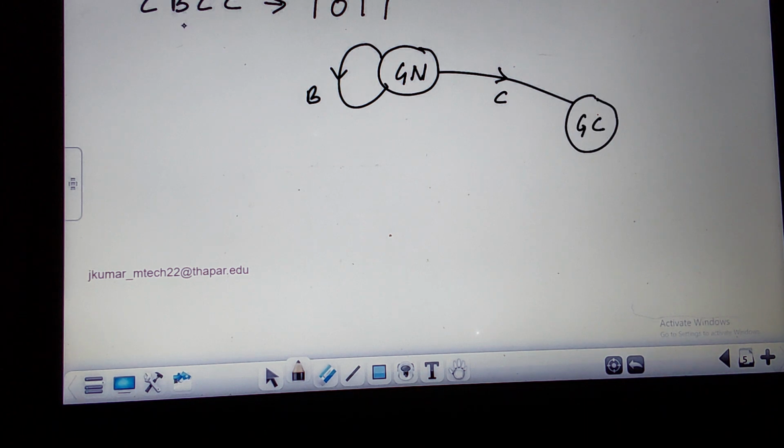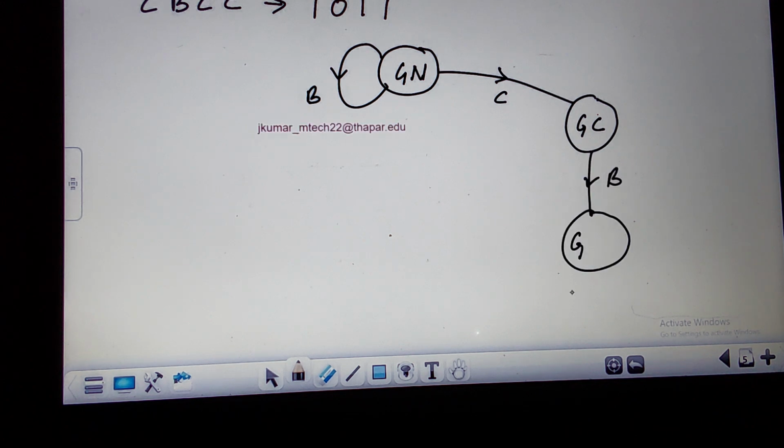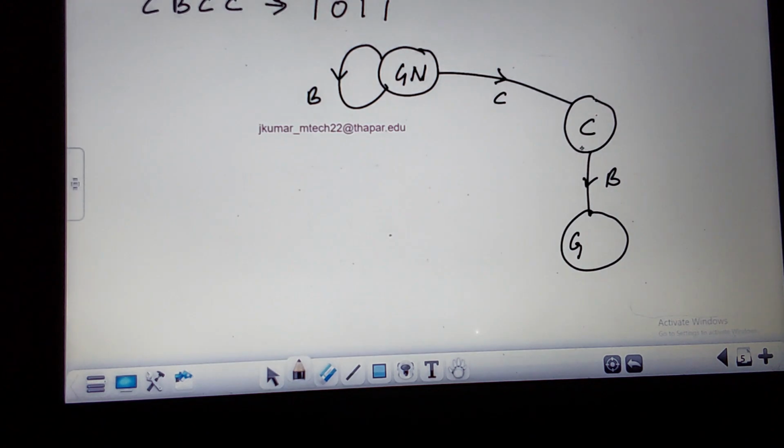In 1, what do I need to detect? Once I detect the 1, next what I need to detect? 0. If I detect the 0, correct, I'll go to what state? Got it. So instead of this, let me write it like GC, or like G1, I should write. Okay, let us write G1. G indicates got.